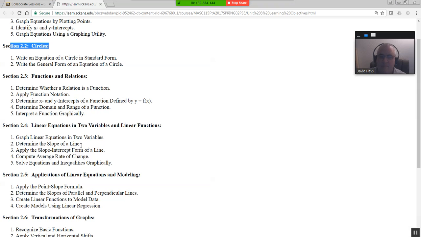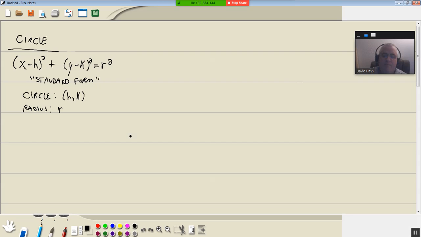Now, this first problem says write an equation of a circle in standard form. Although that could mean different items. Let's say they give us the center, (3, -1), and they give us a radius of 2.